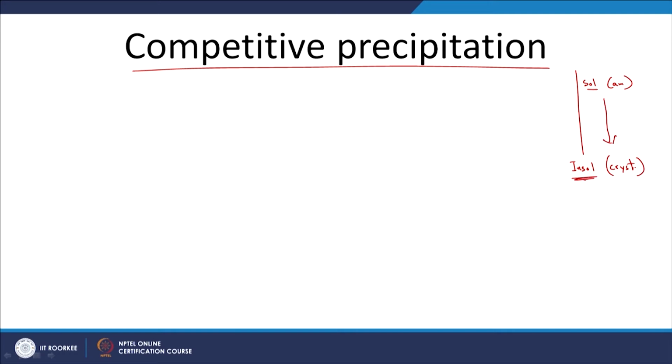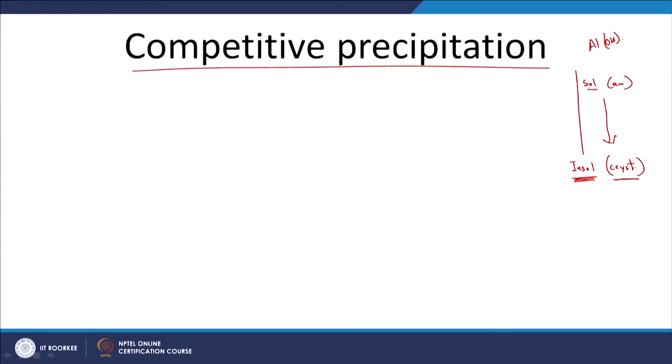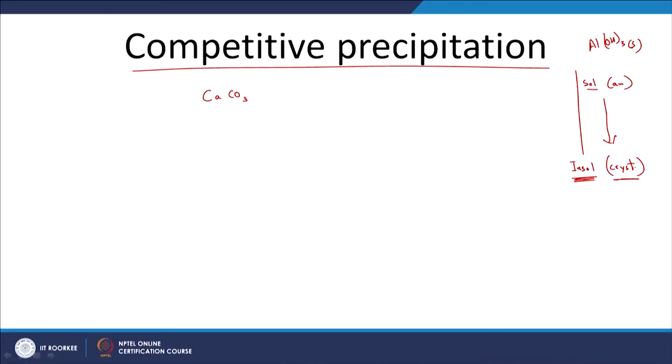And why would it try to be in the form of the most insoluble or the crystalline form? Because that's the most stable form. And obviously, everything in nature tends to reach its more stable state. But as you can remember, we looked at only one particular kind of solid, as in AlOH3 solid, then the amorphous to crystalline, and so on. But here, different metals can precipitate out in different forms. So, for example, you can have CaCO3 precipitate out, and you can also have calcium precipitate out in the form of Ca(OH)2.